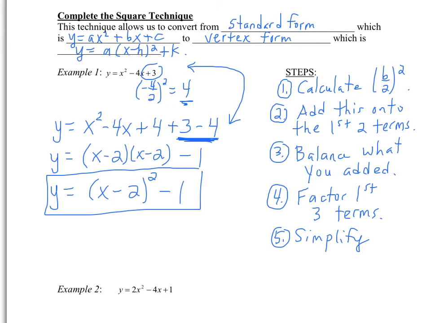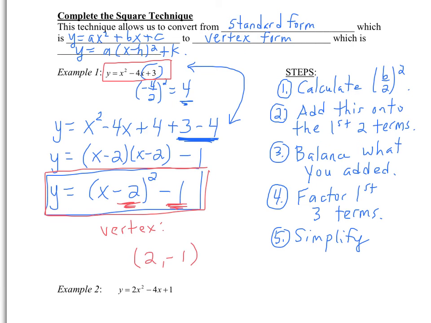I encourage you to put this equation into your calculator in y equals, as well as the original equation, and graph them at the same time. And what you'll notice is that you're getting only one graph to show up. That's because they are identical. It's the same quadratic, but just written in a different form. Okay? So if you had to find the vertex, here it would be positive 2, negative 1. Recall, you switch the sign of what's on the inside, but you keep the one on the outside as is.